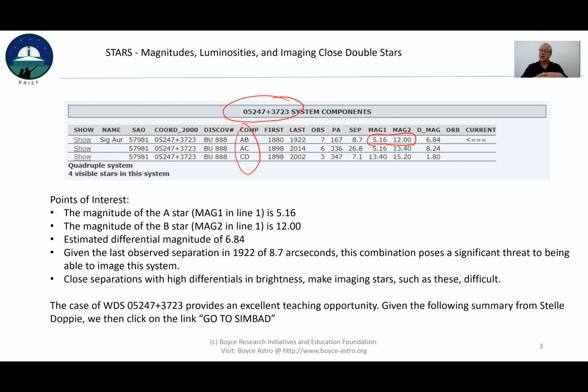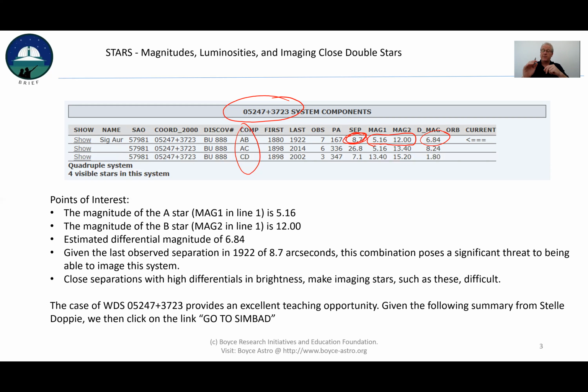Remember, in magnitudes, the larger the positive number, like a 12, the fainter it is. The smaller that number, the brighter it is. In this case, it reports a differential magnitude of almost 7. That's a substantial difference in magnitudes between this star pair. Additionally, we have a separation here of 8.7 arc seconds. So given this differential magnitude and that separation, it may be hard to image these. So using Stelladopy, we found this information.